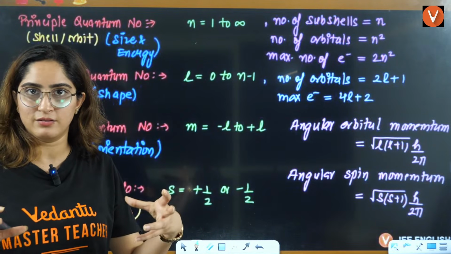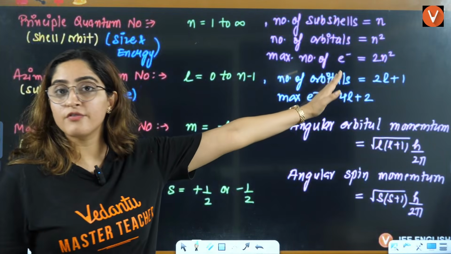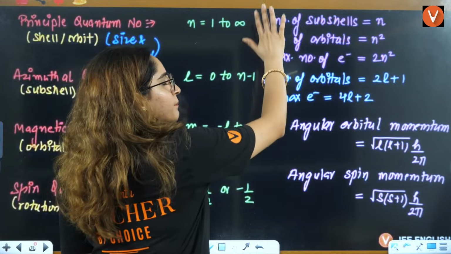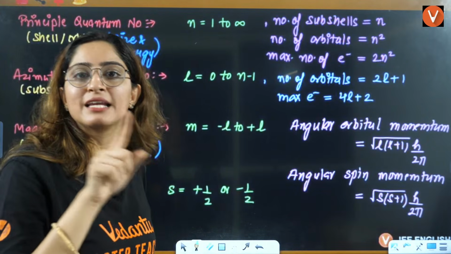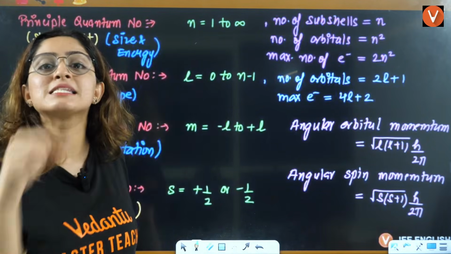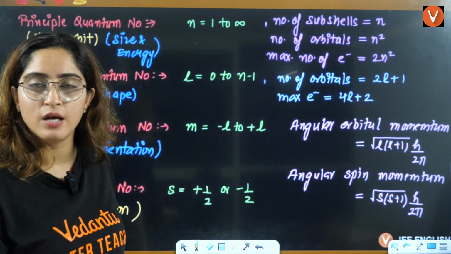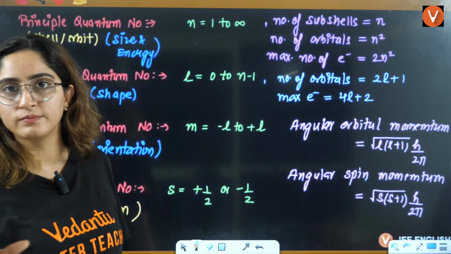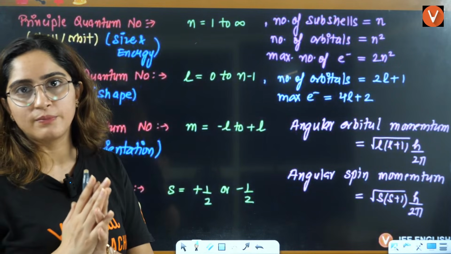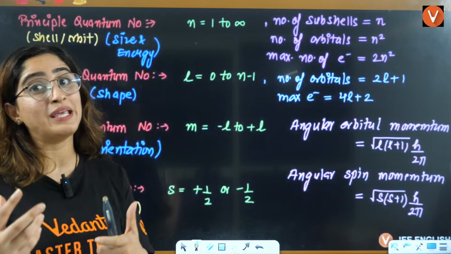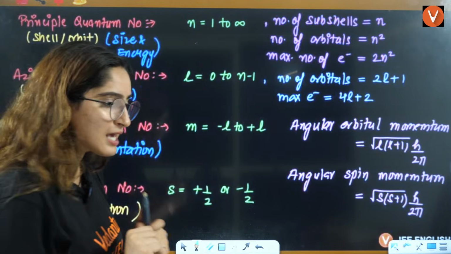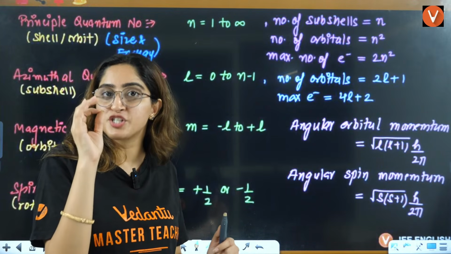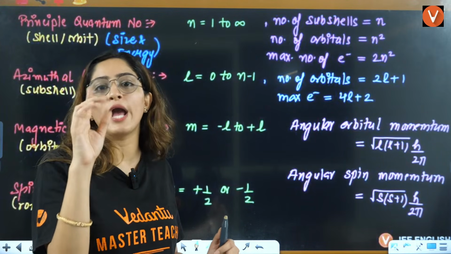Now, here we talked about a shell. In a shell, these formulas are very important, please focus here. Number of subshells in a shell is n. Number of orbitals in a shell is n square. Number of electrons in a shell is 2n square. Now let's talk about a subshell. They have given you S, P, D. Then you will say number of orbitals in a subshell is 2l plus 1.